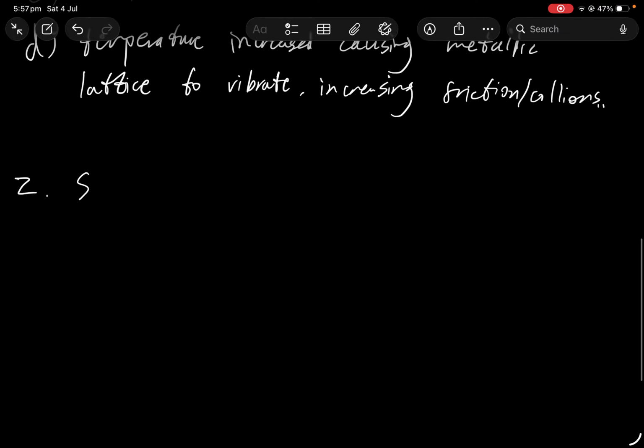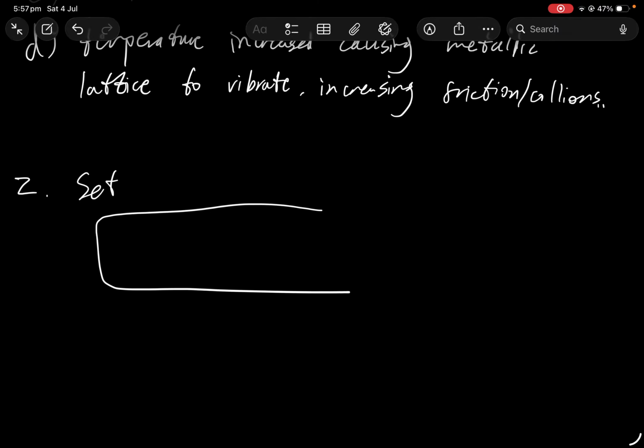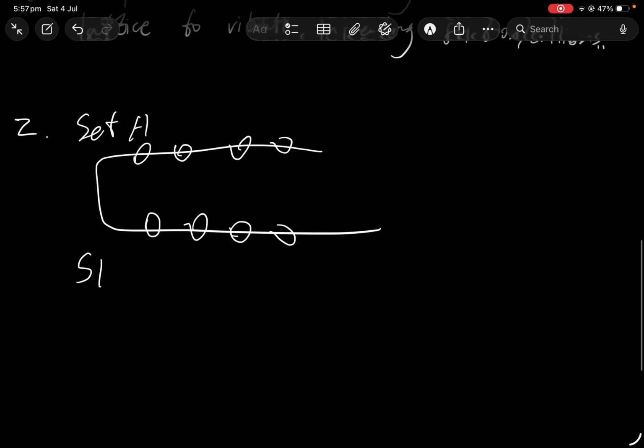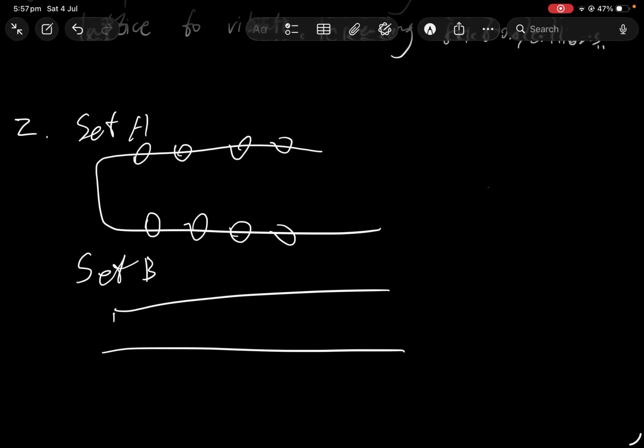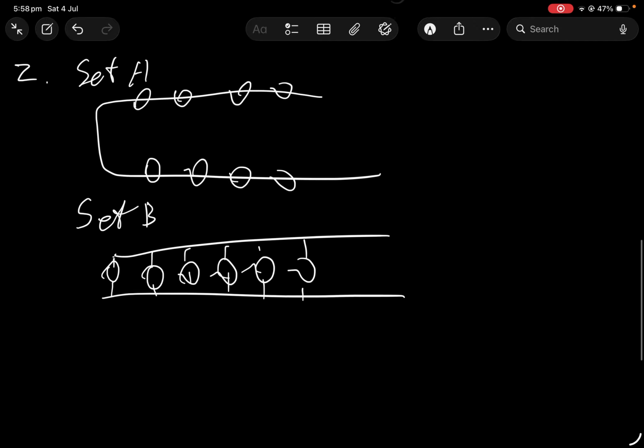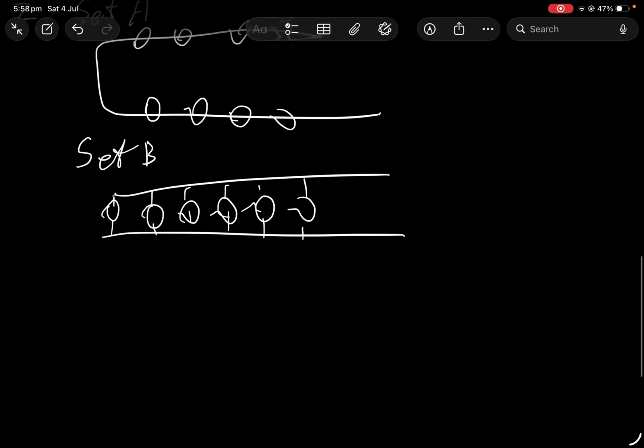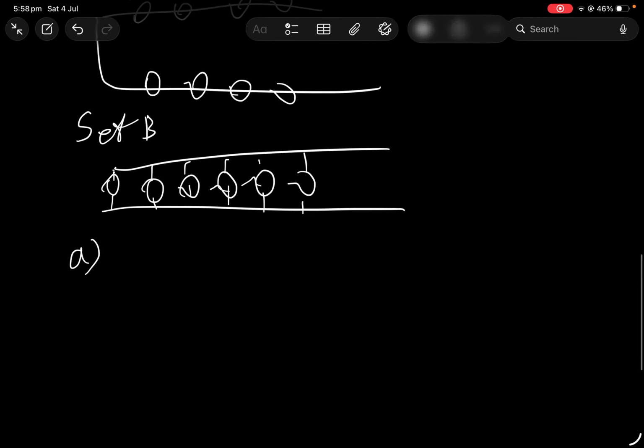Okay, set A looks like this with the 15. Okay, you know what, I'll draw properly. With the 15 across there like that. And then that's set A. Set B looks like that.